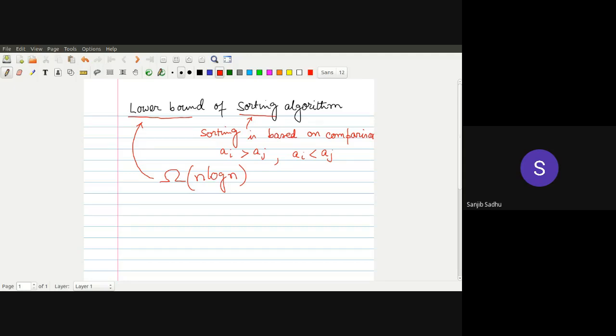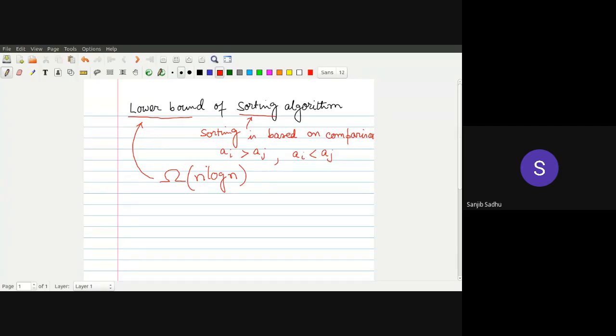Why lower bound is very important: because if you know the lower bound of sorting is n log n, and it has been proved, then you will not waste your time to design an efficient algorithm whose time complexity will be less than n log n. If you try to reduce the time complexity of any sorting algorithm to less than n log n, you will fail, because it will take at least n log n time, the lower bound.